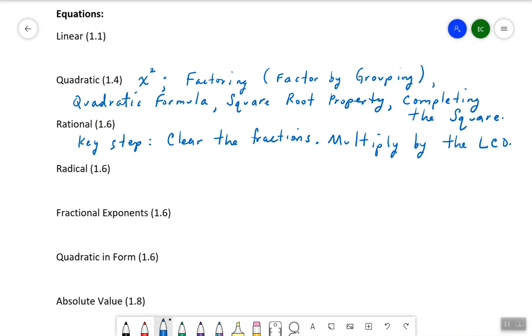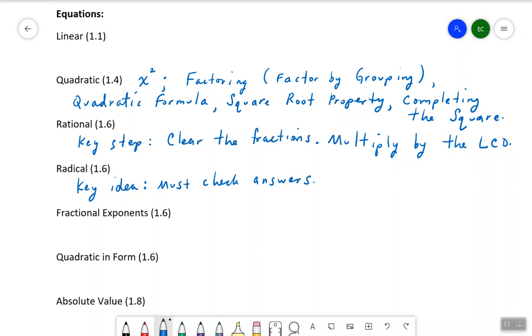And there's a similar idea with the radical equations as well, except we can't just check the domain at the beginning of the problem. So instead, the key idea for a radical equation is that you must check your answers by plugging them back into the original equation to see if they make a true statement.